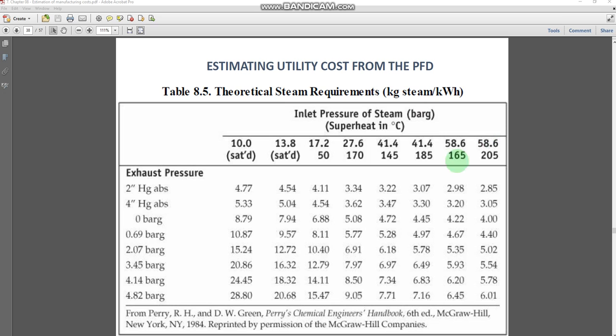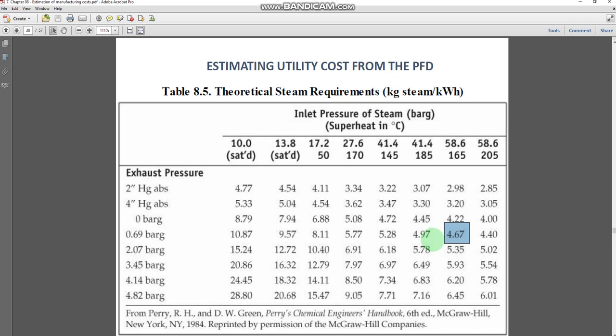Okay, so you can link, for example, this one. What would happen if the inlet pressure is 4.67 and the temperature is this one? Then the outlet pressure could be 0.69. So you can have the reduction in the pressure, and how much energy you can generate here: 4.67 kg of steam per kilowatt hour. So this much is the amount of energy that you can generate for each kg of the steam utilized.